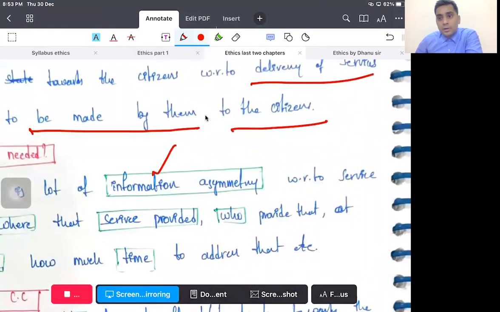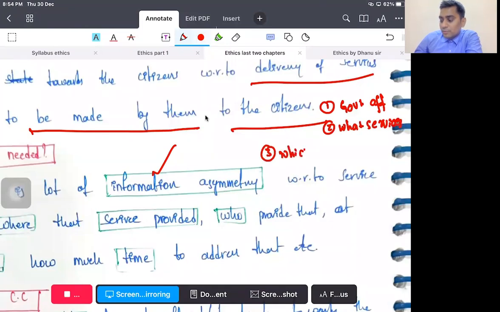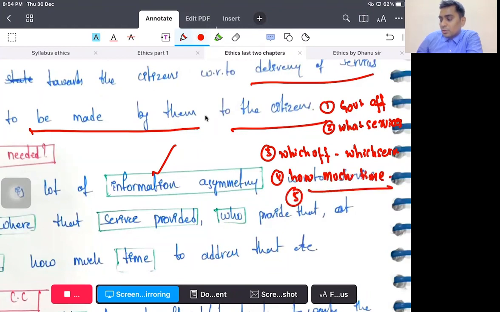Just remember, whenever you are entering into a government office, the first thing is you should know what this government office is all about, what services they are providing. Third thing is which information or which officer is providing which service. Then you'll be going to that officer. How much time will the officer generally take to resolve or to give that information? What if some grievances are there?